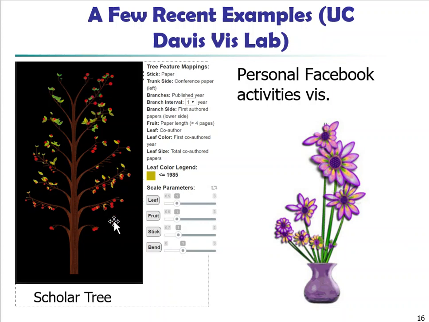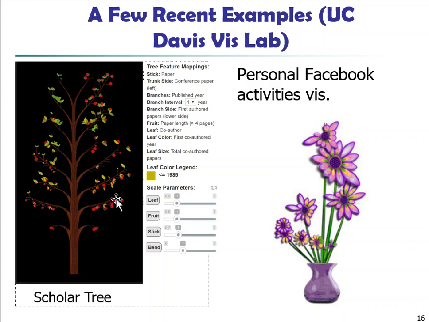Already you see the bias. The developers didn't consider books, monographs. It's just conference paper or journal. Okay, computer scientist. And the branches, where the branch starts indicates the year of the publication. You can actually decide between this branch and that branch how many years that's going to cover. In this case, it's 1 year. So branch interval is 1 year.